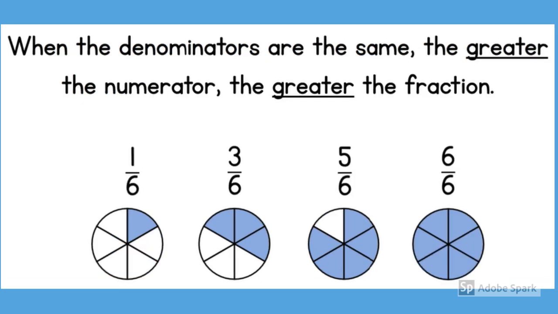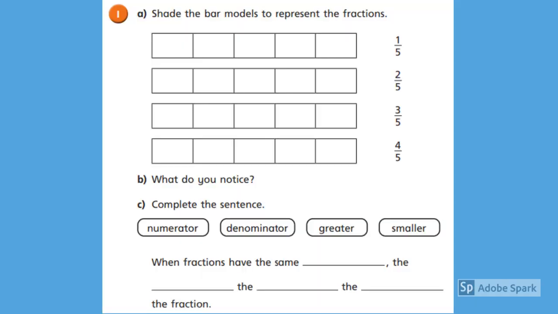So here is the order of the fractions from smallest to greatest. I use the stem sentence, when denominators are the same, the greater the numerator, the greater the fraction. I could do this without drawing the circles. I just look at the numerator and put them in order. So pause the video here on question number 1 and have a go.